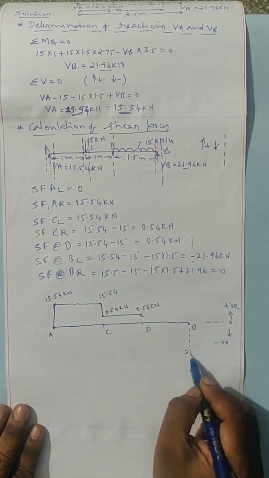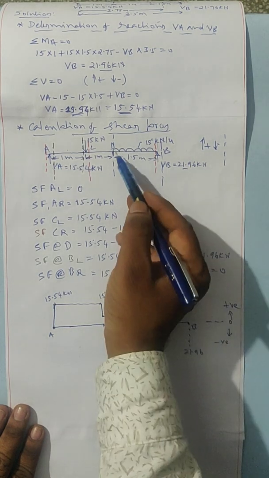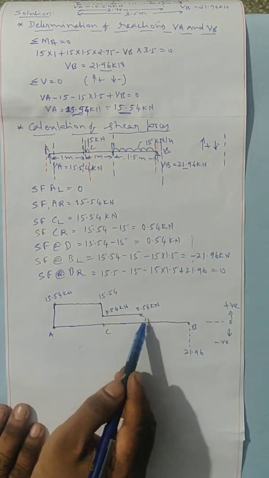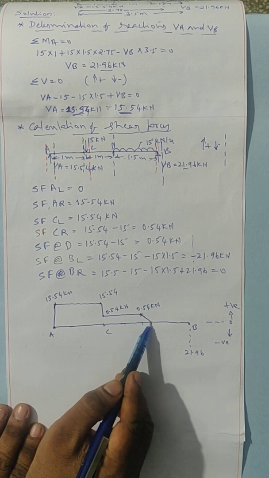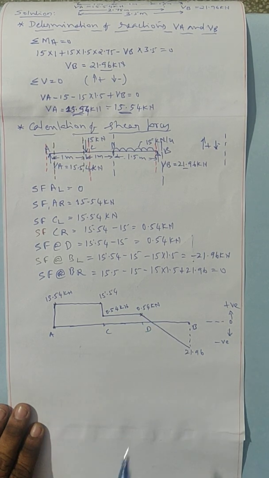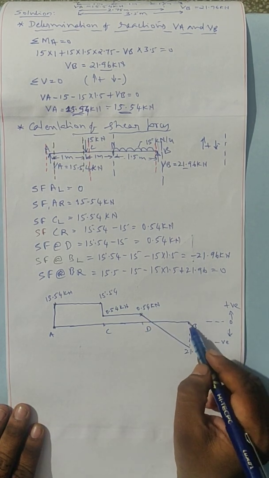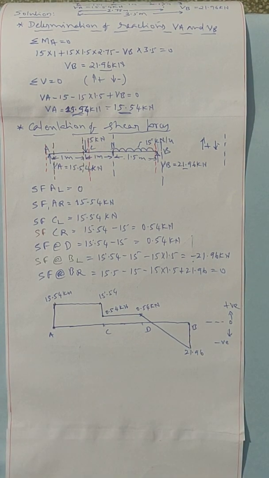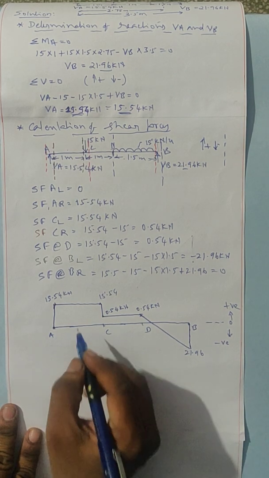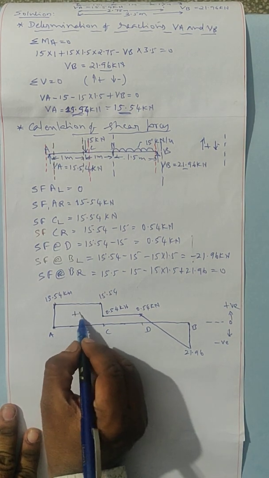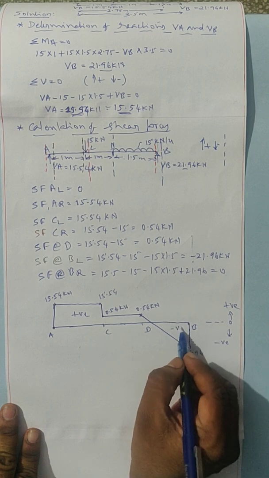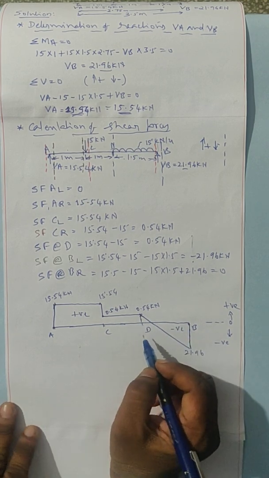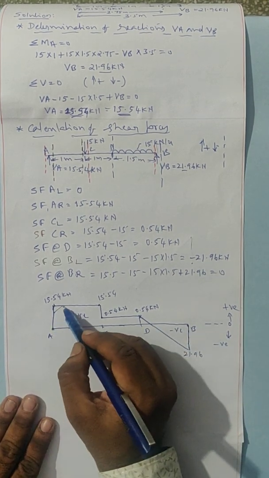Again at B left it is minus 21.96. You see, from here to here there is the UDL, therefore the shear force variation is an inclined straight line. B right is 0, therefore it varies from minus 21.96 to 0. This is the shear force diagram. Above this reference line it is positive shear force, below it is called negative shear force. Now if you want, you can hatch this.